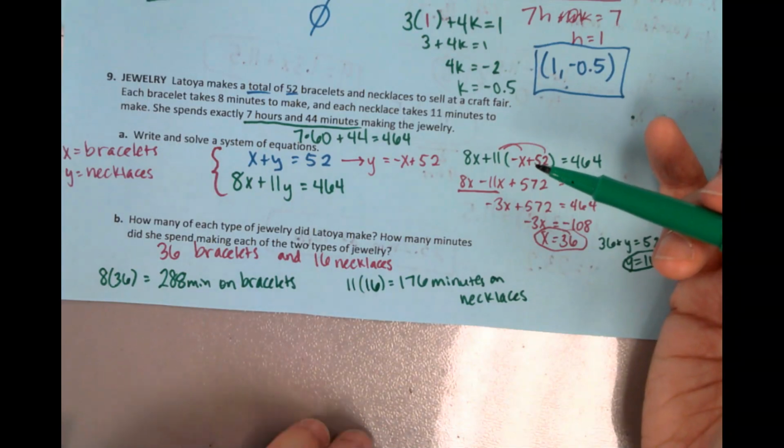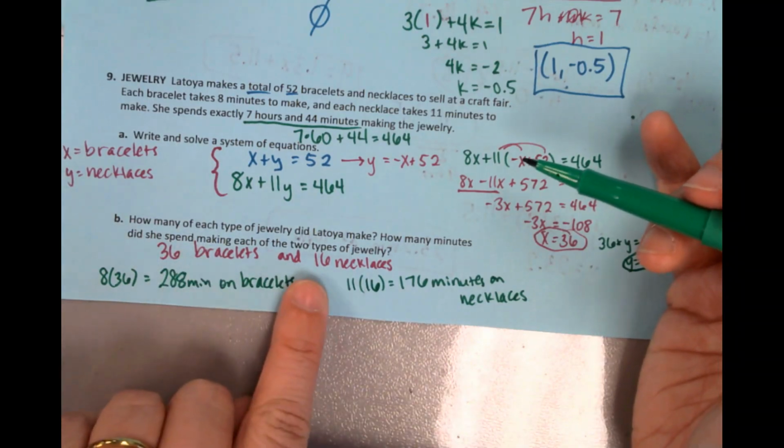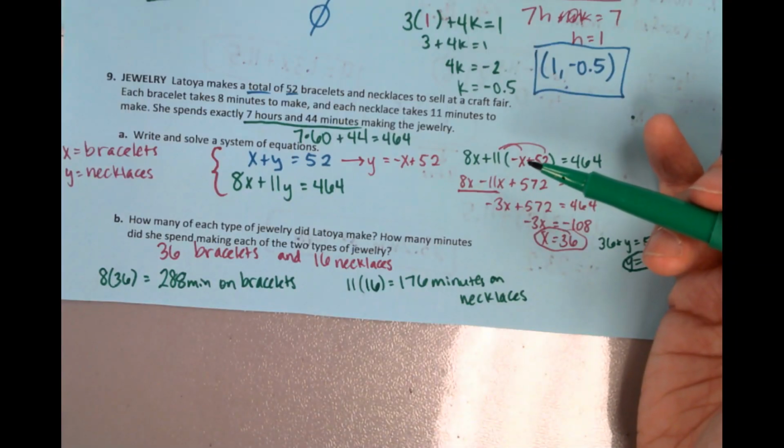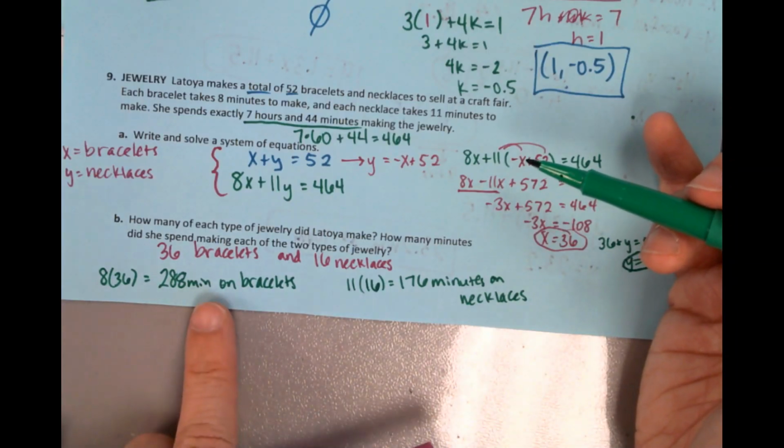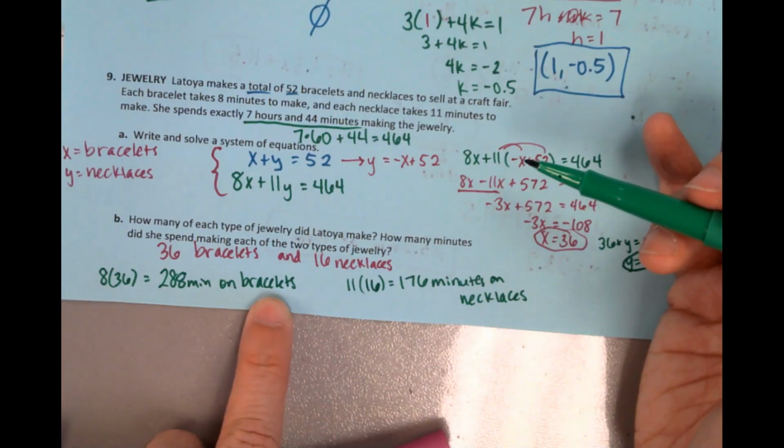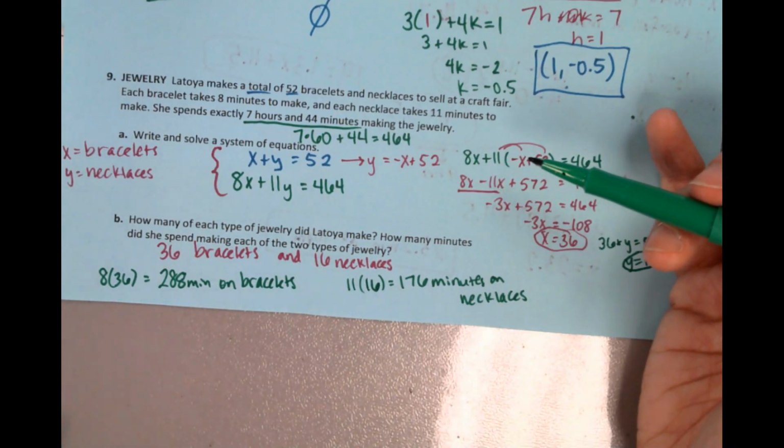So how many of each type of jewelry did she make? She made 36 bracelets and 16 necklaces. How many minutes did she spend making each of the two? She spent 288 minutes on bracelets and 176 minutes on necklaces.